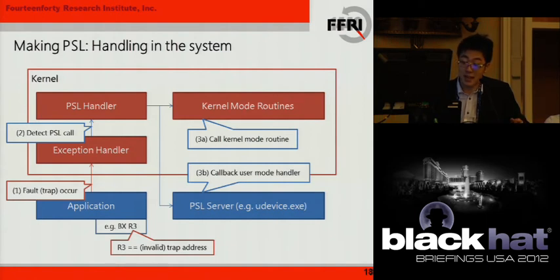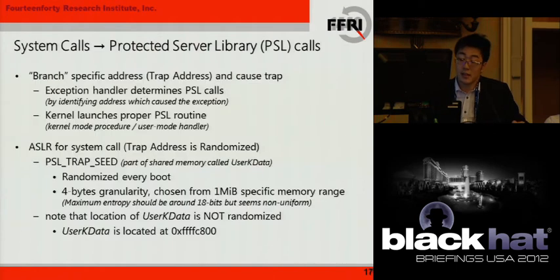Fortunately, Microsoft had done well. In Windows Phone 7 and latest versions of Windows CE, the actual trap addresses are randomized by the PSL trap seed, which is a part of kernel shared memory called user kdata, similar to Windows shared user data. This makes exploitation and running system calls in Windows Phone much harder.